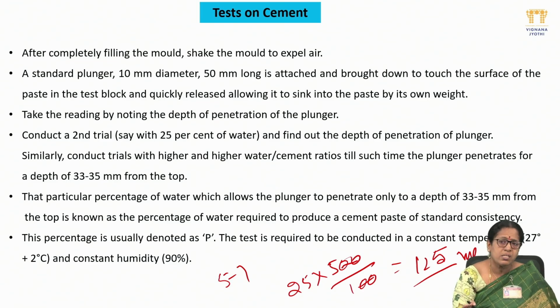This test is required to be conducted at room temperature, 21 degrees plus or minus 2 degrees centigrade, in the laboratory. One precaution we have to take: once we add water, from that instant of time, within 3 to 5 minutes you have to mix the paste and transfer the paste to the mold, which is kept under the Vicat apparatus to perform the experiment.